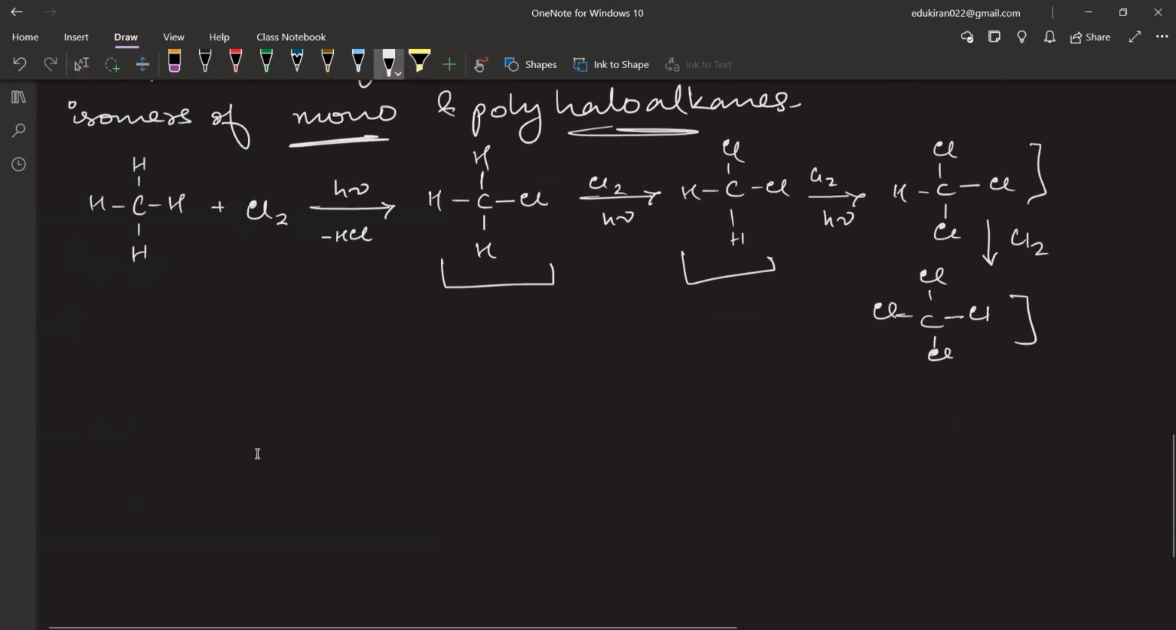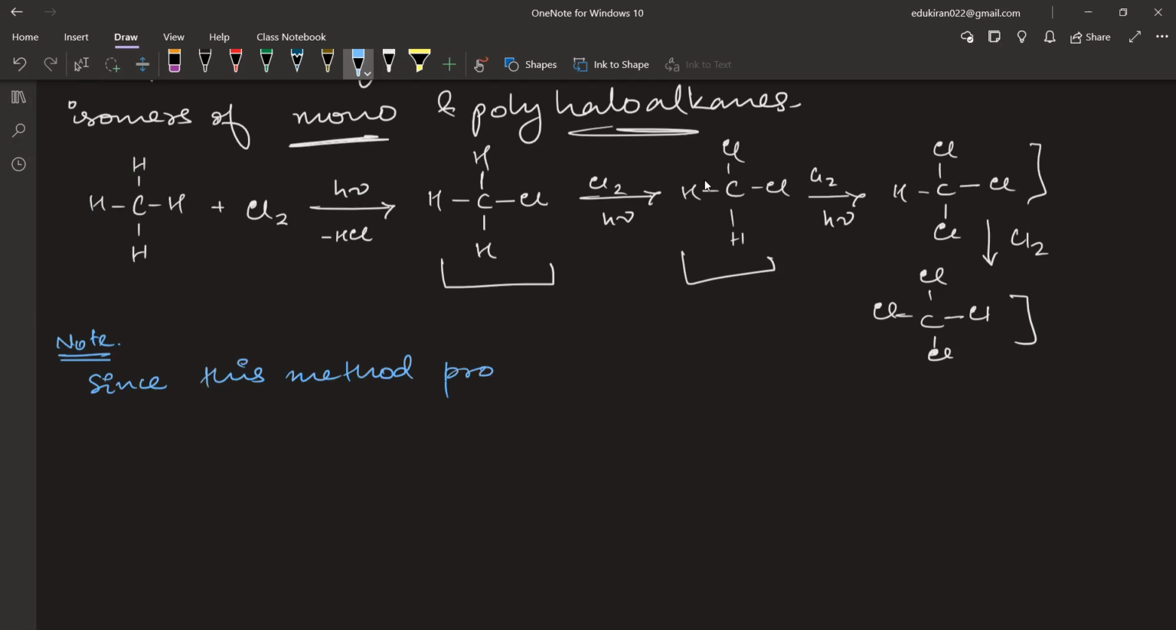Then you will write a note. Since this method produces a mixture of alkyl halides and these mixtures are isomers in nature. Okay, isomers. One more thing, do you remember azeotropes? Azeotrope yaad hai? Solution chapter azeotrope, yes or no? Please tell me, all of you. You guys remember azeotrope? Yes, sir.